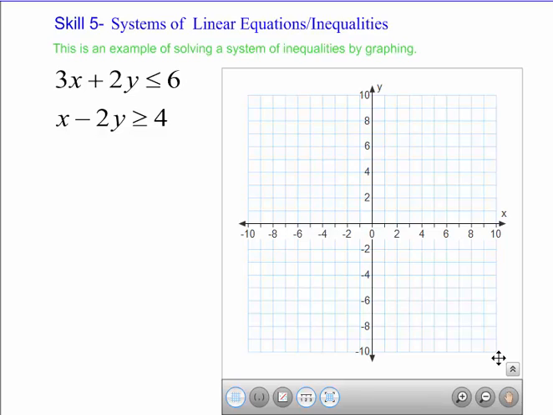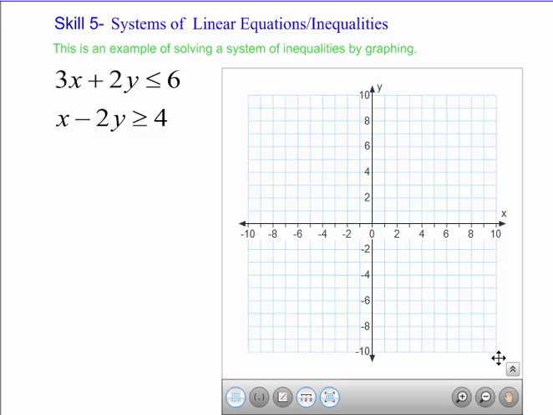This is an example of skill number 5. This is a system of inequalities. Inequalities, you know, the little alligator mouths, right? Greater than, less than, greater than or equal to, those type of signs. And anytime you see those, you remember, oh, there's going to be a whole lot of solutions.